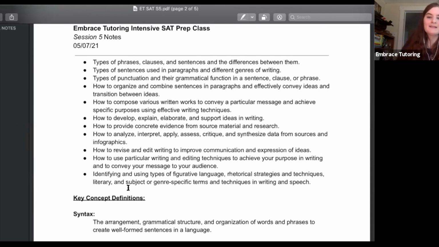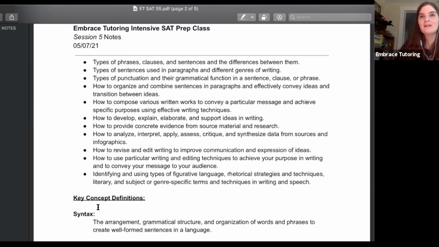So also on this exam that you need to know for this section are how to organize and combine sentences and paragraphs and effectively convey ideas and transition between ideas, how to compose various written works to convey a particular message and achieve specific purposes using effective writing techniques, how to develop, explain, elaborate, and support ideas in writing, how to provide concrete evidence and source material and research.